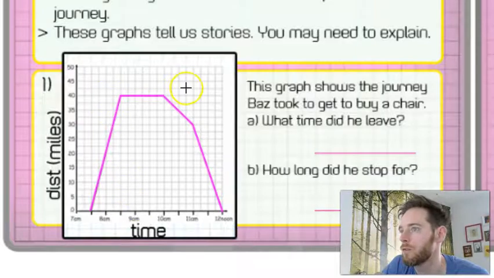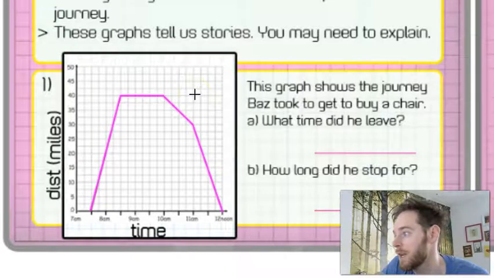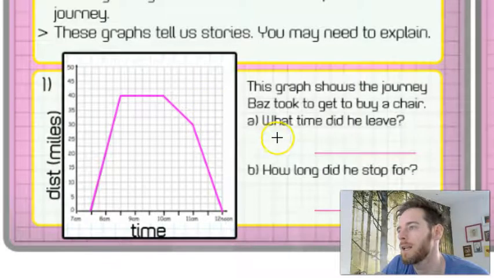So this graph shows the journey of Baz. Shows the journey Baz took to buy a chair. He went from his house and he bought a chair somewhere else, and then he came back home. Right? What time did he leave?